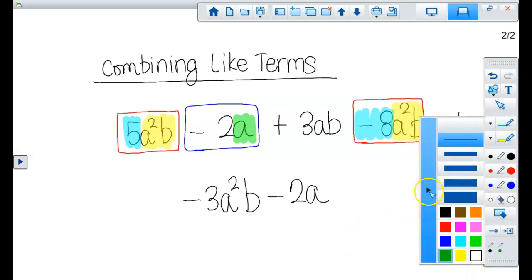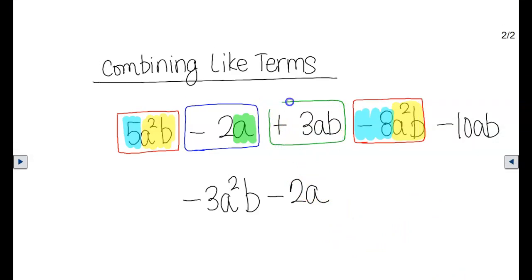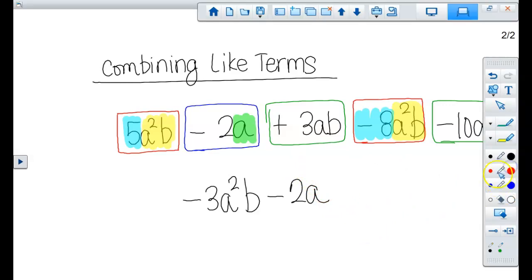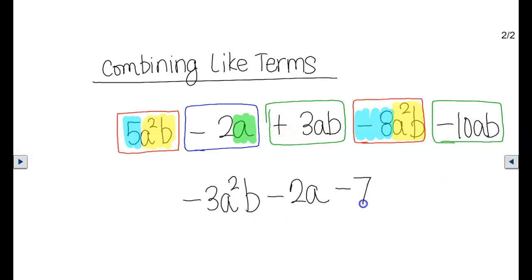Now, for my last pair of terms here, I have plus 3ab. Notice the variable part of that has an a and a b with no exponents. This would be the like term for that because it has an a and a b and neither one of them have exponents. So both of those end with the variable part ab. I would combine these by doing what the numbers say. My numbers tell me to do a positive 3 minus 10, which would be a negative 7. And then I would bring down that same variable part that they had in common, which is ab.